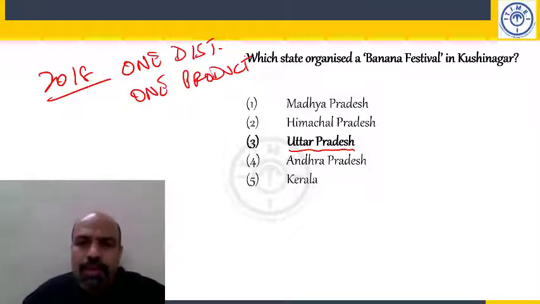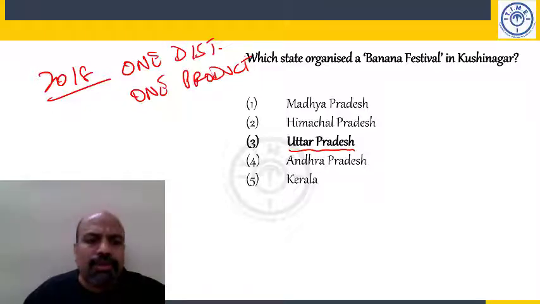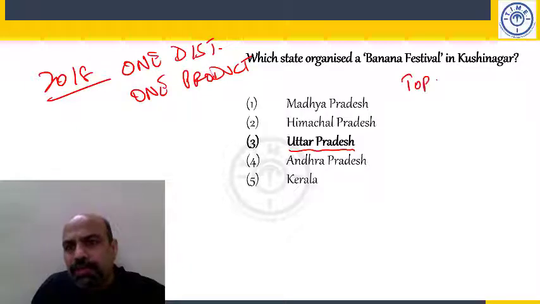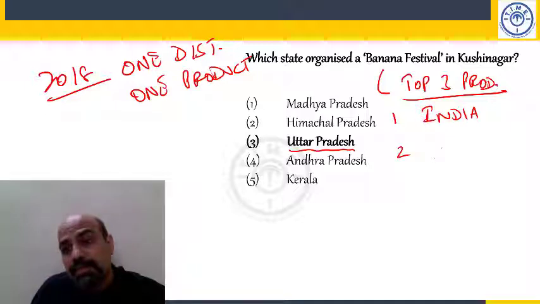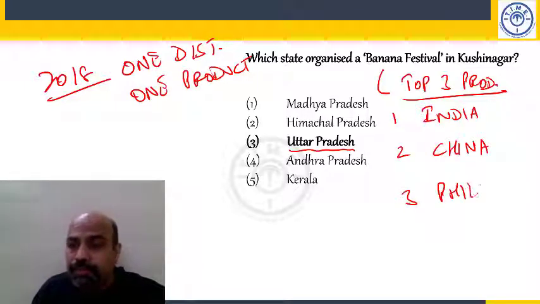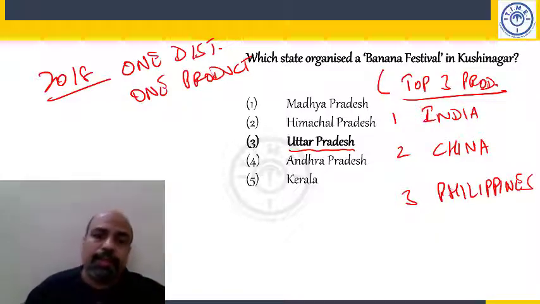So I want you to write the names of the top three producers of banana. One, India. India is a global leader in banana production. Two, China. Three, Philippines.